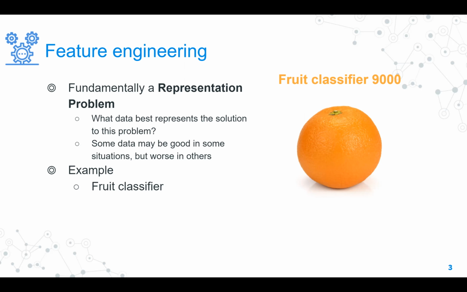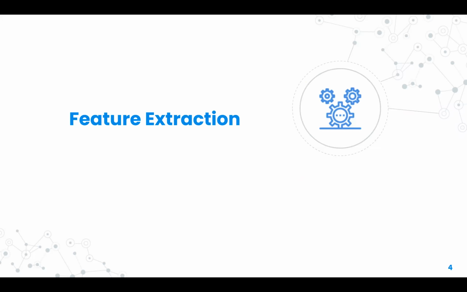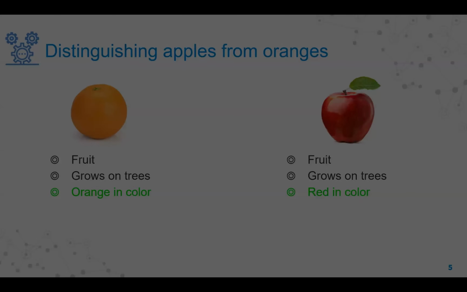In this workshop, the example will be the Fruit Classifier 9000, where we'll try to classify different types of fruits like oranges and apples, and then we can see how feature engineering will work. To start off, I'll talk about feature extraction. For feature extraction, we're just picking and choosing what features best represent the problem we're looking for.